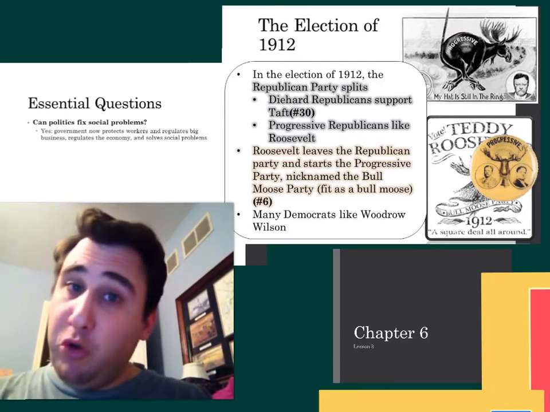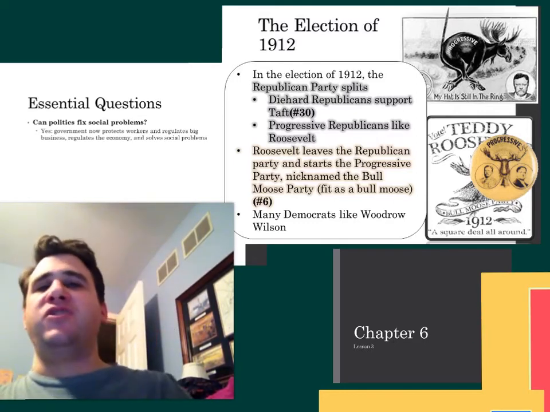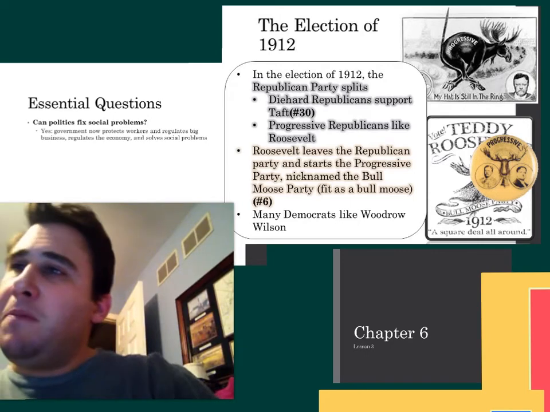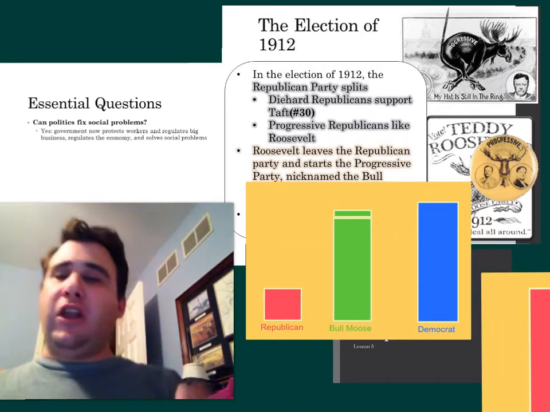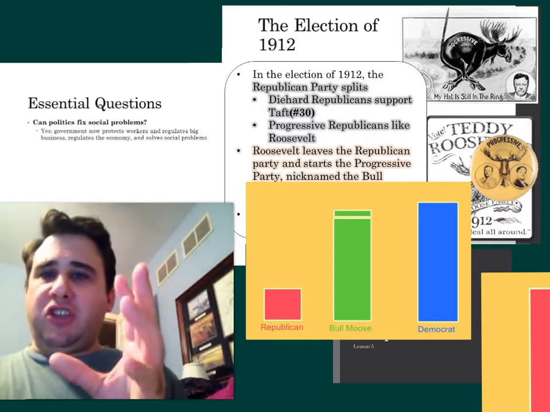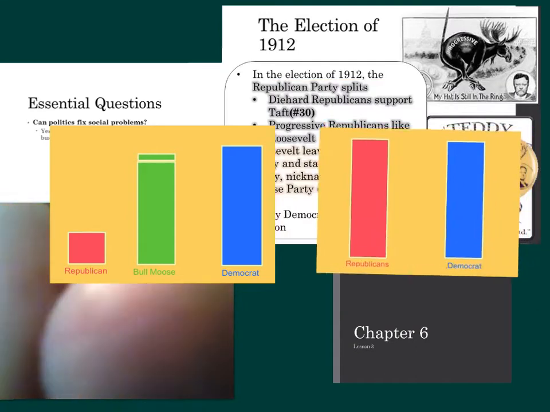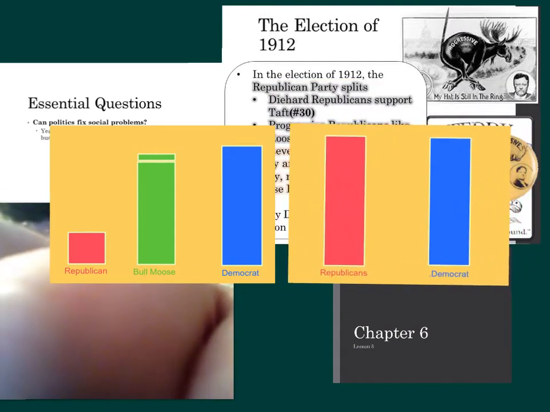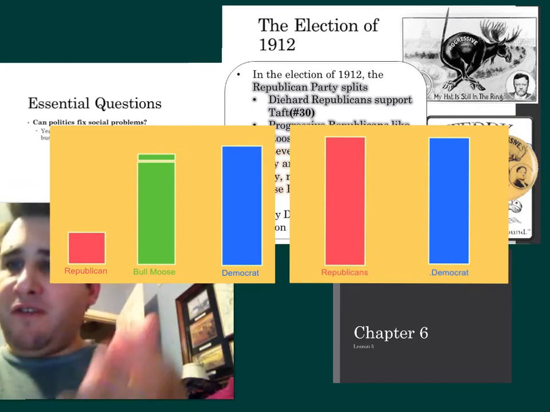And let me tell you, bull moose, it's crazy. We'll see tomorrow in class. We'll do some bull moose stuff in class. And you get the Democrats like Woodrow Wilson. Now, you might be thinking, what's going to happen here? What does this look like? If you took this original graph, which was the two parties, Republicans and Democrats, we'll resize this one so they're about the same size so you can get a feel for what we're talking about. You've got a country with two parties about 50-50 split, right?